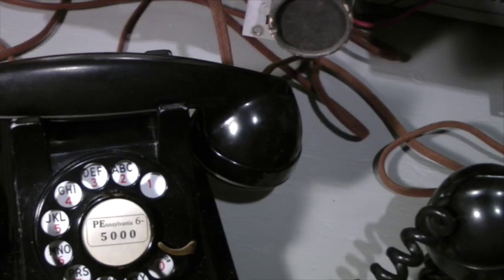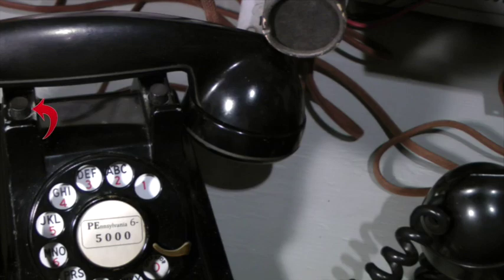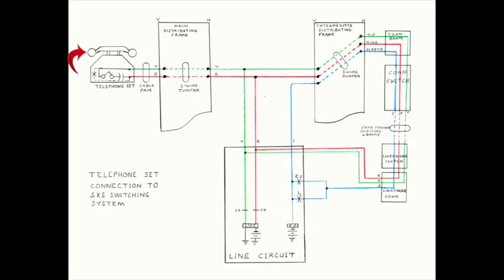When I lift my handset off the telephone set base, the switch hooks pop up and close the loop through the telephone set. This operates the line relay in the line circuit.